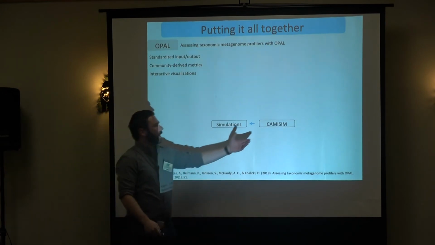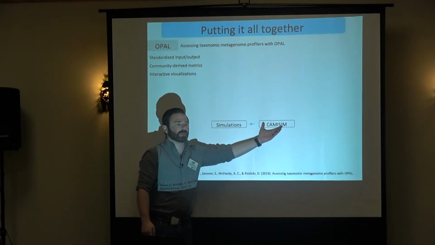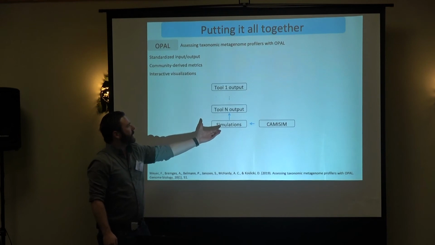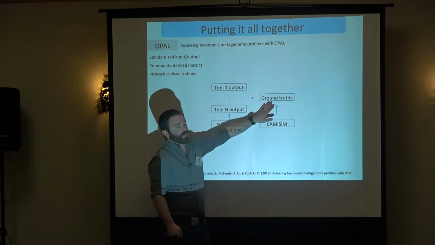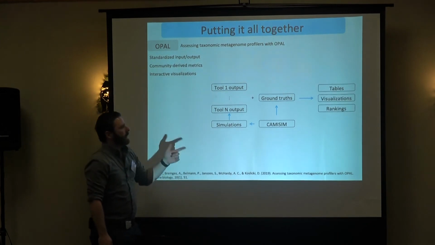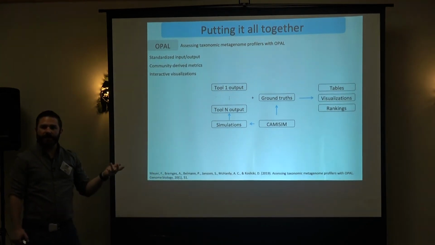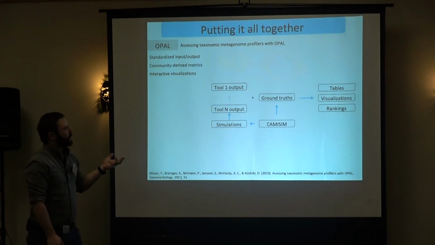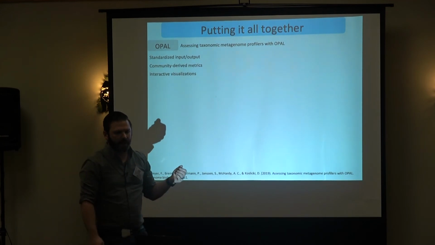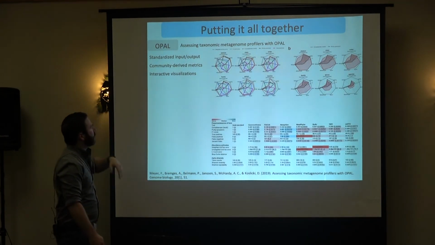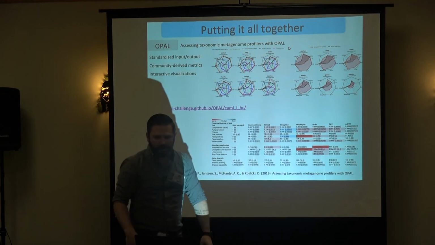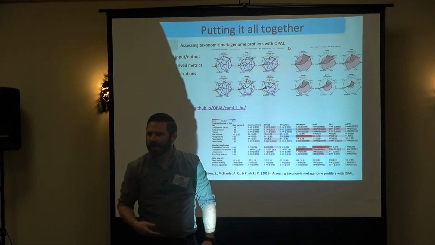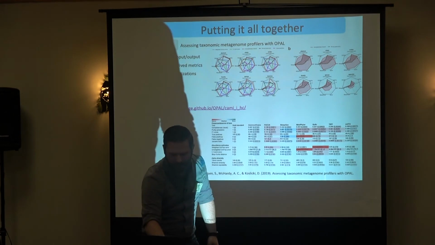So we can use CAMISIM, which I talked about earlier, to do your simulation pipeline. It gives you your simulations. You stick it into different tools. They give you outputs. You combine it up with the ground truth that you did, and it'll spit out for you machine-readable tables, human-readable visualizations, as well as rankings. And you get pretty stuff that looks along these lines. So, for example, if metagenomics is your thing, you might want to utilize this guy.